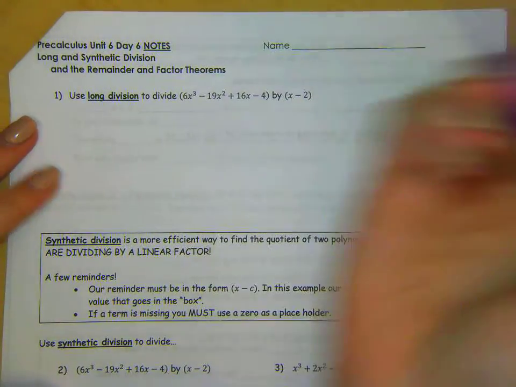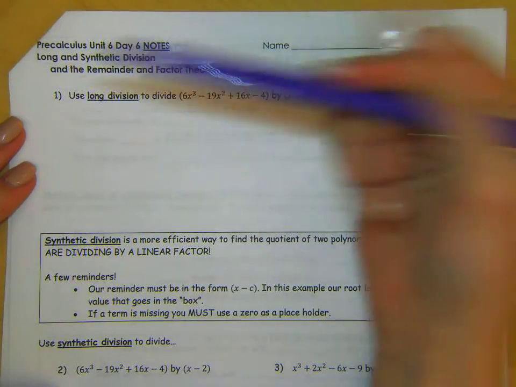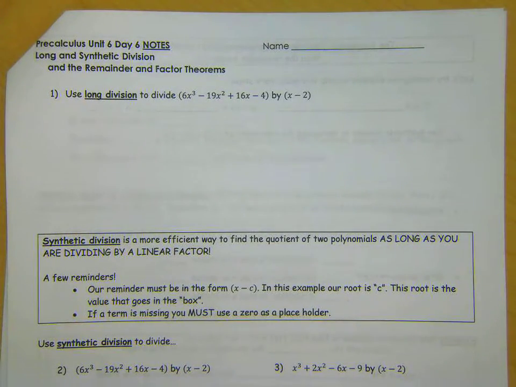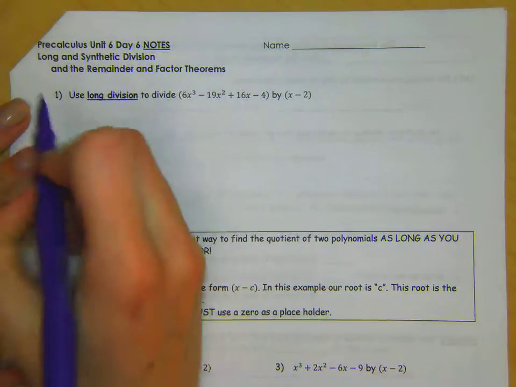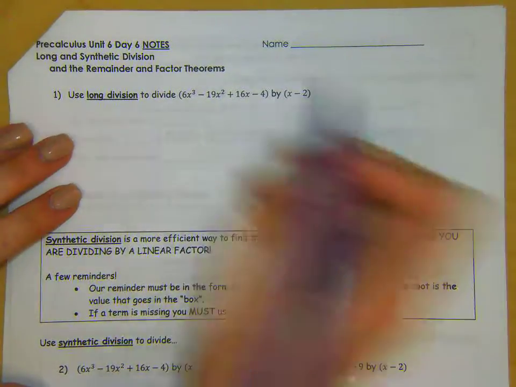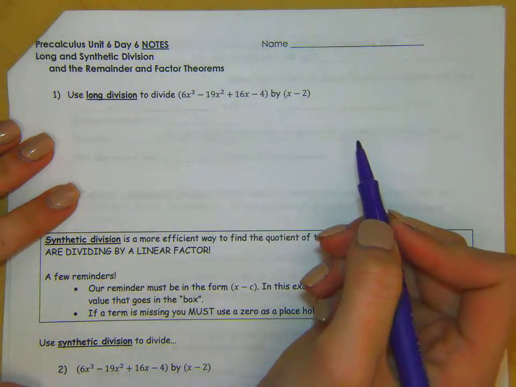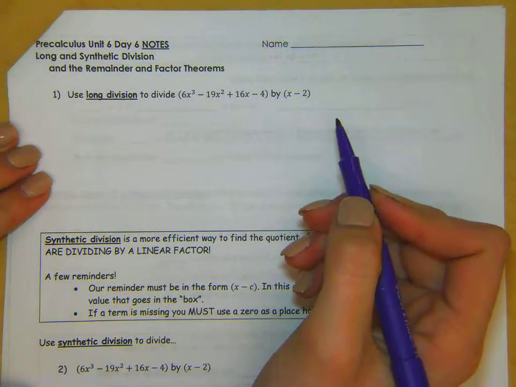Starting at Unit 6, Day 6 notes from the beginning with long and synthetic division and the remainder and factor theorems. Wherever we left off in class, you can fast forward through the video and pick up where we left off. So starting with long division, we want to use long division to divide 6x cubed minus 19x squared plus 16x minus 4 by x minus 2.